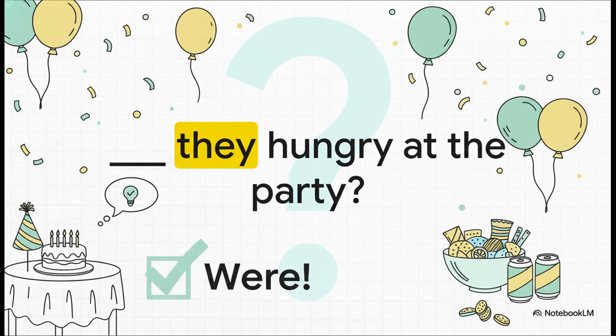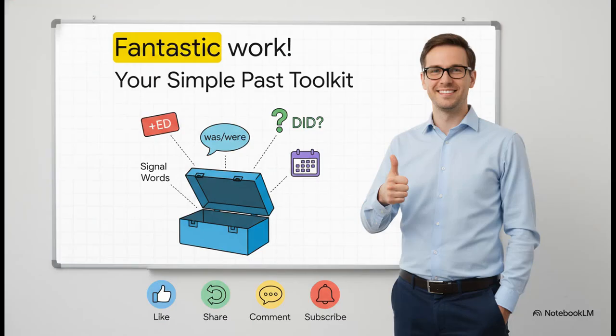And our last question, are they hungry at the party? A, did, B, was, or C, were? Okay, the subject is they, which means the answer is C, were. Were they hungry? And that's a wrap.